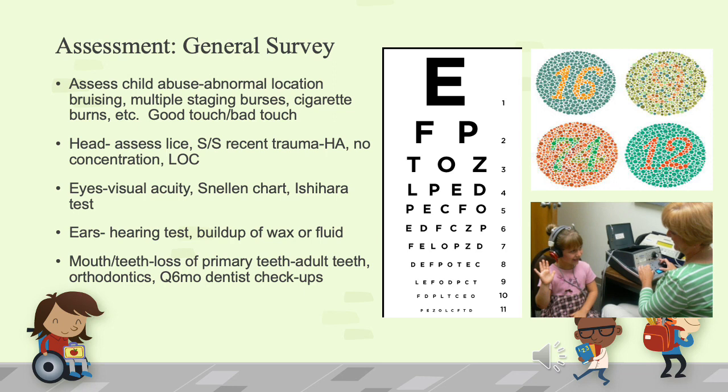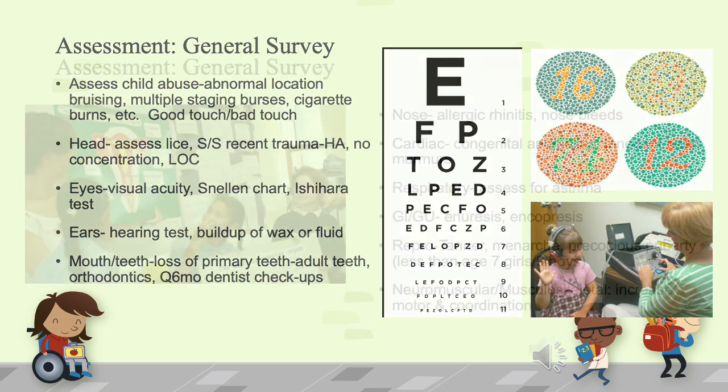On to mouth and teeth. Commonly, we have the loss of primary teeth, and by the end of the school age, they should have their adult teeth. So during this time frame, it's common to have orthodontic work, and we're going to continue with the every 6-month dentist checkup and cleanings.